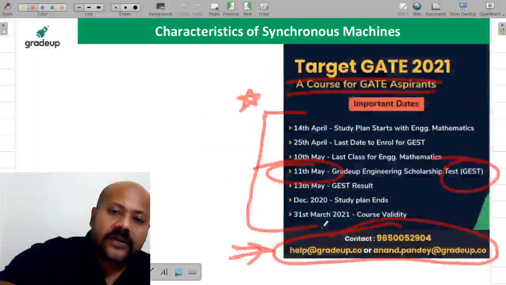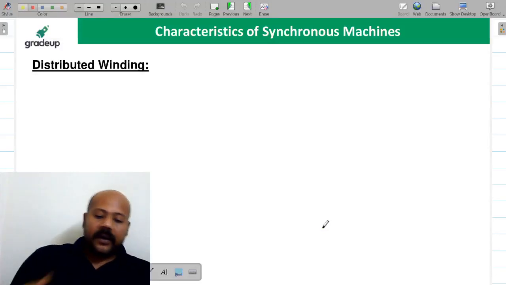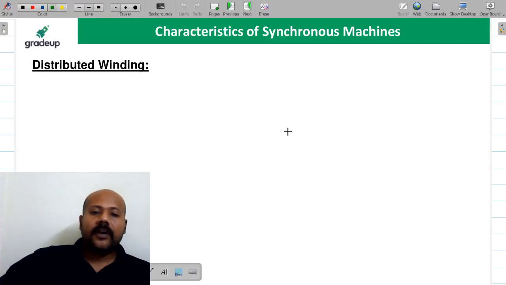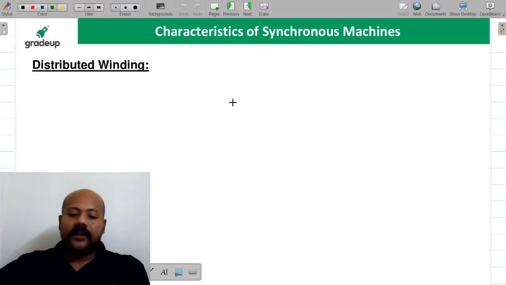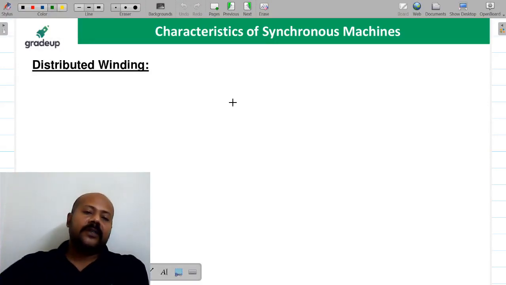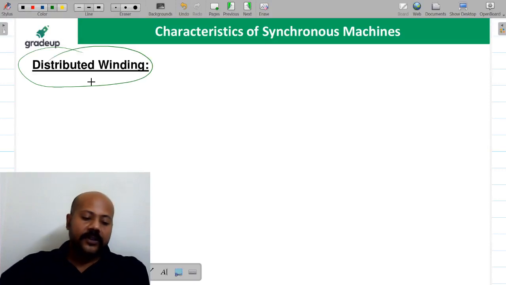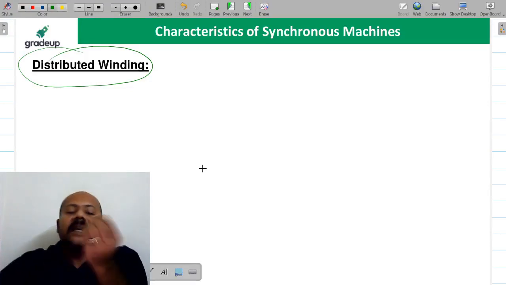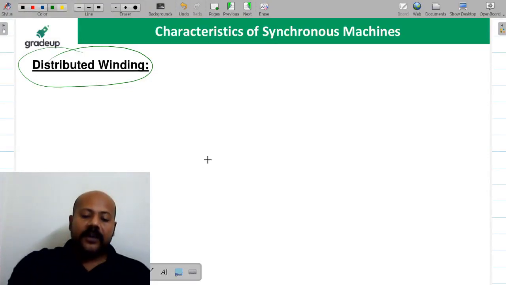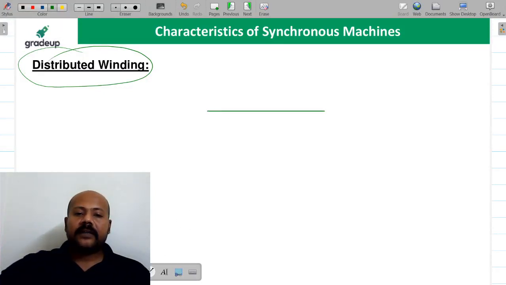Okay friends, now let us go to this distributed winding. I hope it is clear to all of you. Now beta, please see here what is happening. What do we mean by this distributed winding? What is the overall idea? Please try to understand. What is the idea of having this distributed winding? Please see here, very important thing. Suppose you are having two poles like this.